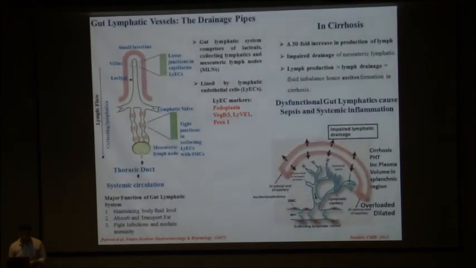So gut lymphatic vessels and drains, they are drainage pipes. The gut lymphatic system comprises the lacteals, collecting lymphatics and mesenteric lymph node, lined by the lymphatic endothelial cells. There are certain surrogate markers: podoplanin, VEGFR3, and LYVE1. In physiological condition, they maintain the body fluid levels and absorb and transport fat.